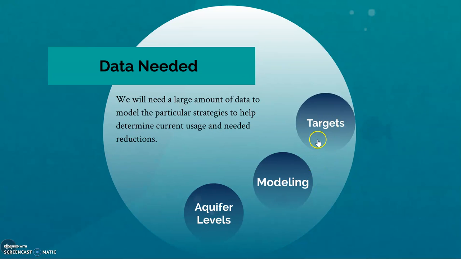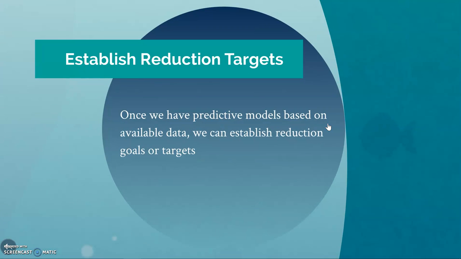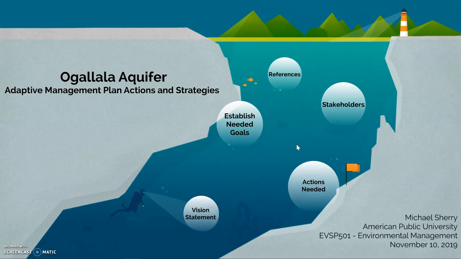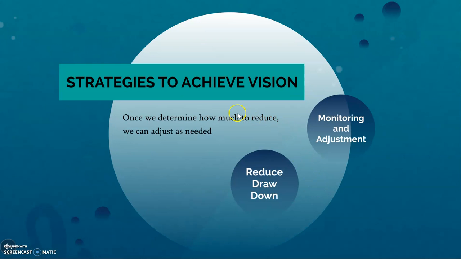Once we've done the modeling and we have our baseline data, we can establish some targets. We have the predictive models based on data. We can establish reduction goals or targets for various industries based on what we can do with stakeholders to reduce usage in order to allow the aquifer to replenish back to normal, usable, sustainable levels. So the next actions needed, strategies to achieve the vision.